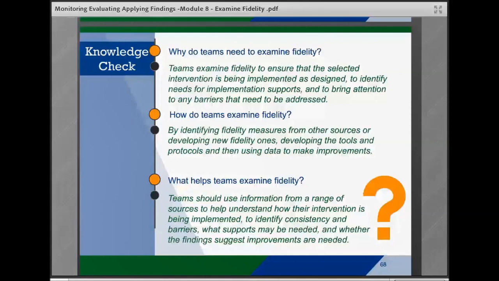Now take this a step further by reviewing the reflection questions for Examine Fidelity in your Monitoring, Evaluating, and Applying Findings workbook to connect what you've learned to your own experience. Up next is Analyze Costs, the 9th module in this series, and the second special topic under Analyze Data.